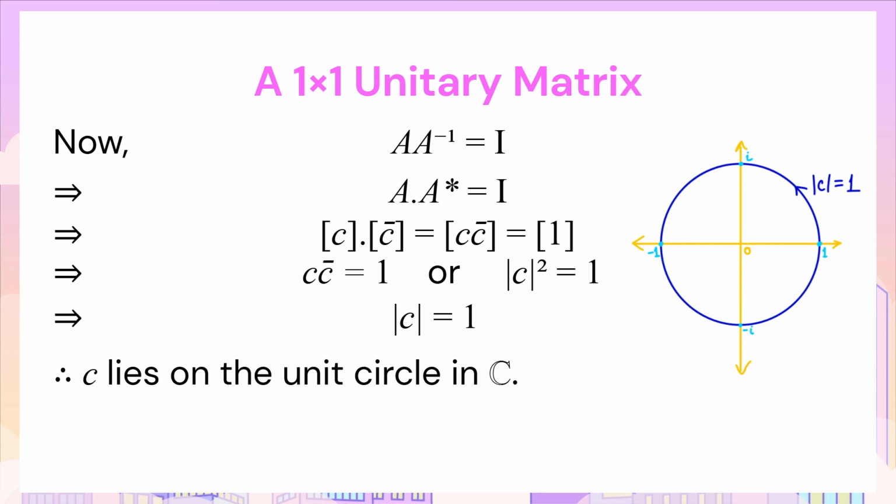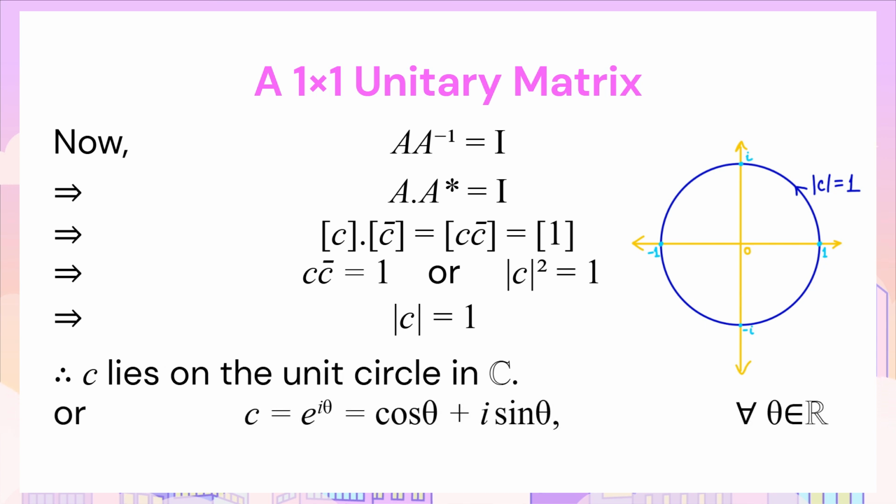So, geometrically, c is right on the unit circle in the complex plane. It has a magnitude of 1. The unit circle is the set of all complex numbers with magnitude 1. Every such c can be written using Euler's famous formula, c equals e to the power i theta, which is equal to cos theta plus i sine theta. This form describes a point on the circle that's rotated counterclockwise by angle theta from the positive real axis.